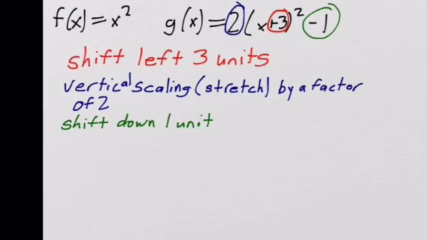So that would be what we'd have to do from the graph of f of x equals x squared to get g of x equals 2 times x plus 3 squared minus 1. We're going to take that graph of x squared, shift it left 3 units, stretch it vertically by a factor of 2, and then shift it down 1 unit.